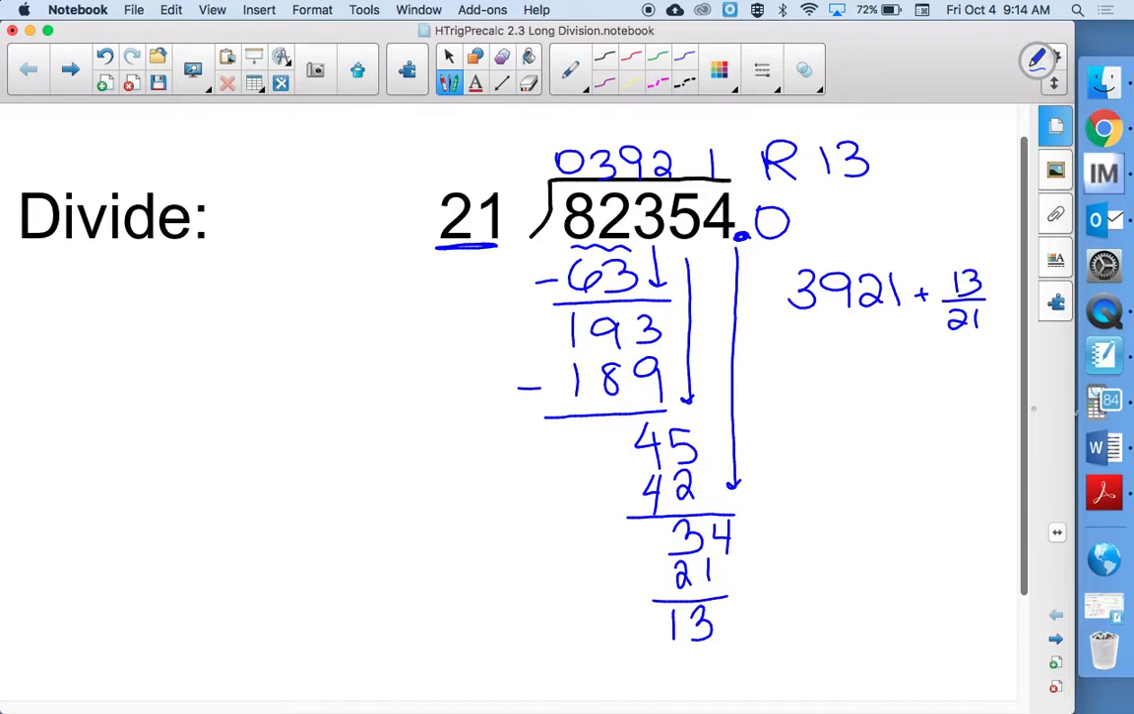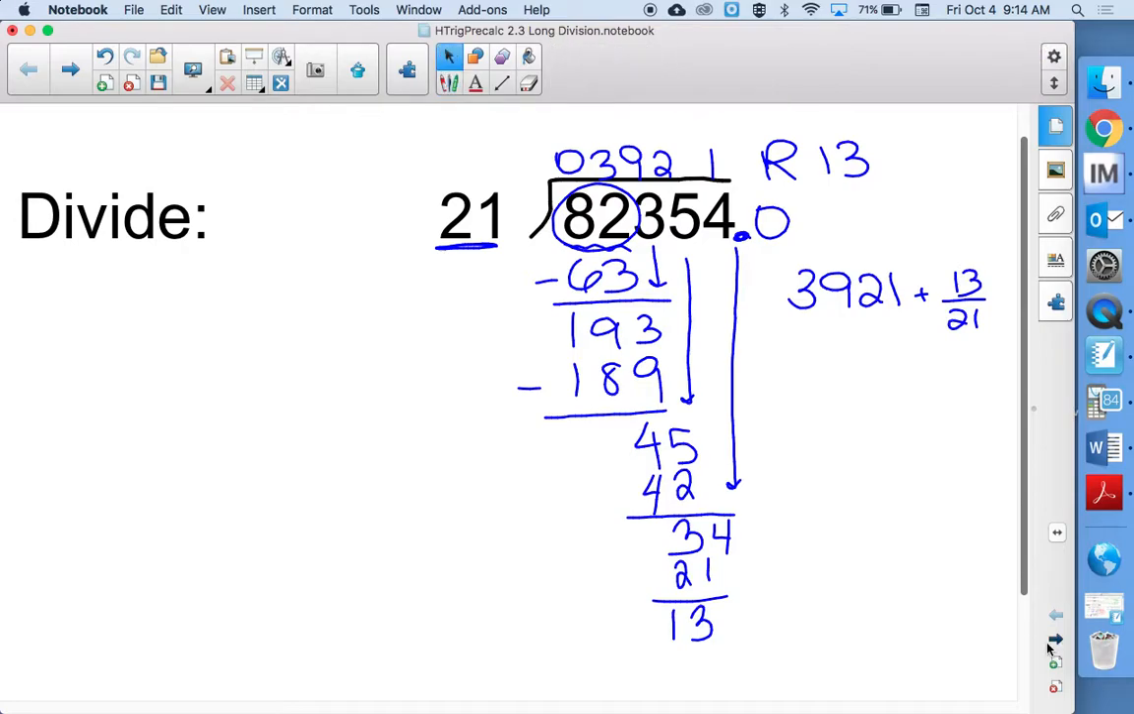I wanted you to remember the concept of dividing, because whether you're dividing with numbers or x's, it's the same concept. So we started with 21. We asked ourselves, how many times does 21 go into 82? Or what would you need to multiply 21 by to get close to 82? And then we subtracted. We're using that same thought process to do division with polynomials.